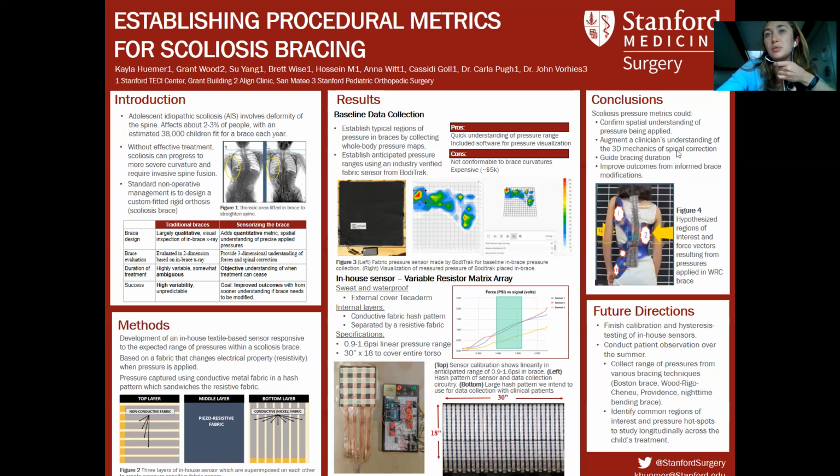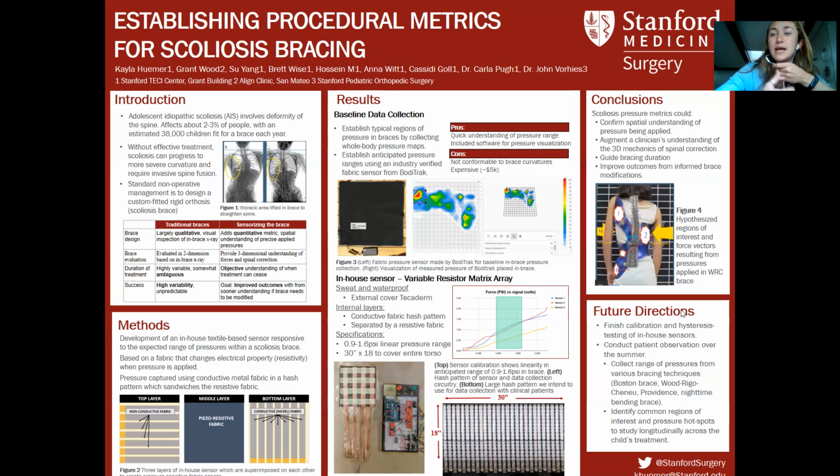So in conclusion, we really believe that an understanding of the pressure metrics could confirm spatial understanding of the pressures being applied to ultimately augment a clinician's understanding of the 3D mechanics of spinal correction that are going on. Hopefully we could then guide bracing duration and ultimately improve outcomes for these patients.